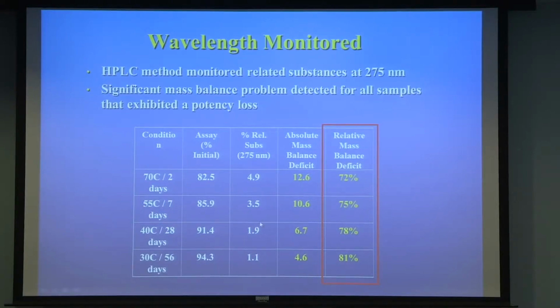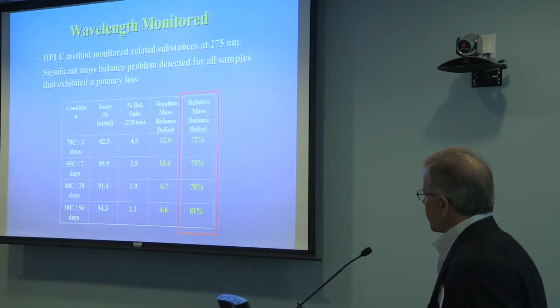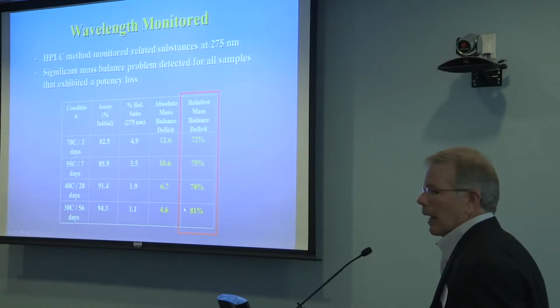86% potency, and we're seeing a 3.5% increase in rel subs. And so we have this relative mass balance deficit that is really high for all of them, and it's pretty consistent, 70-80%. So we're only detecting 10, 20, 30% of what we should be detecting.